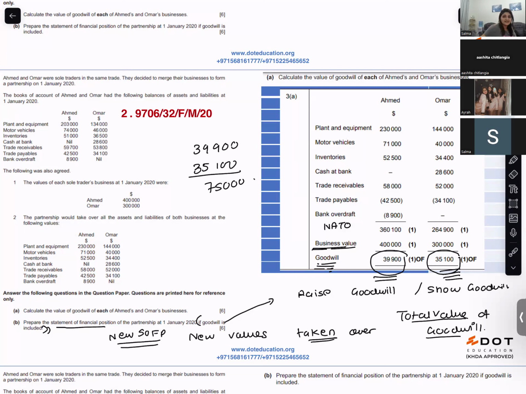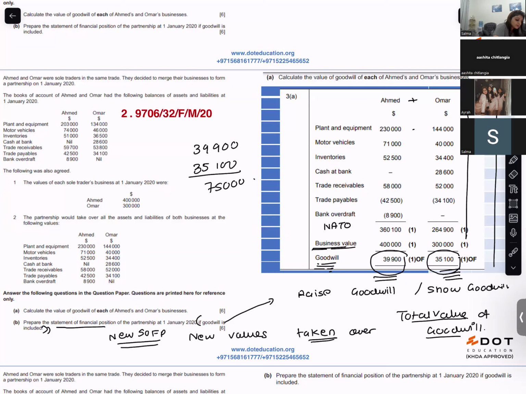When you are making the statement of financial position after merger, do you need to show Ahmad and Umar separately? No. And what will be the capital of Ahmad and Umar? Do you have any idea? No. Okay, fine. Let's see. I am going to merge this business and make a statement of financial position. Are you with me?